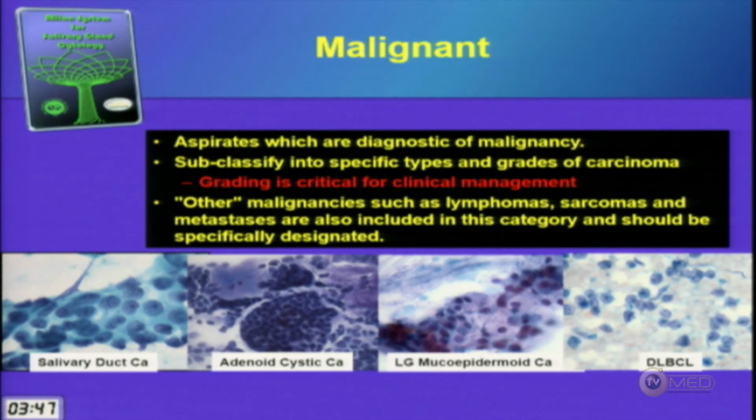Here's low-grade mucoep. I do not need ancillary studies to make that diagnosis. This is this weird mixture of mucinous cells and epidermoid cells. That is mucoepidermoid carcinoma all day. And this is an example where we would have positive flow cytometry, and this is diffuse large B-cell lymphoma.